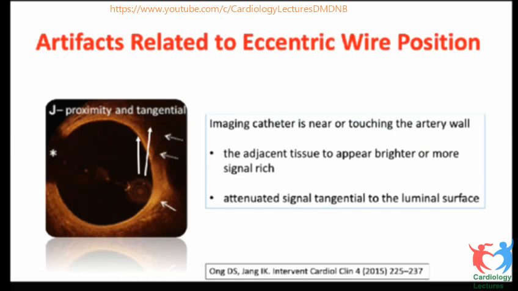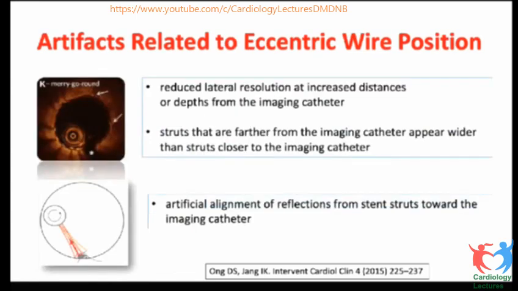Whenever you see this type of image, you always check the catheter position before labeling this as a lipid-rich plaque. Okay? Two other artifacts result from eccentric catheter position. One is called merry-go-round artifact. For you to get a nice, sharp image of a stenosis, the catheter should be close to the stenosis. When it goes away, there is a reduction in the lateral resolution.